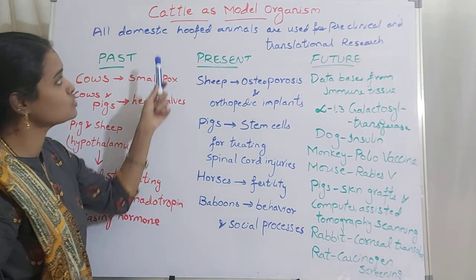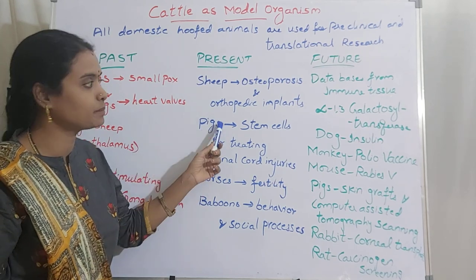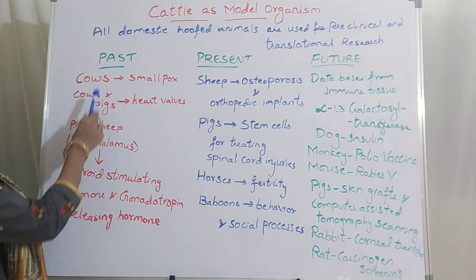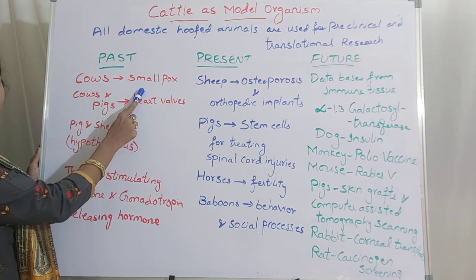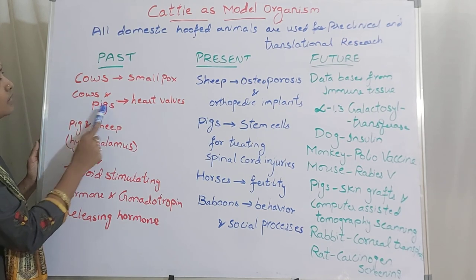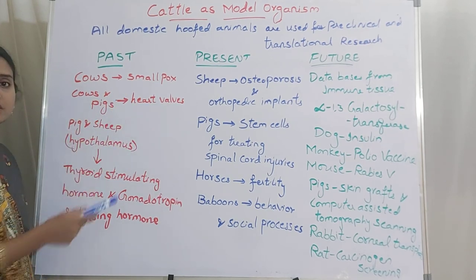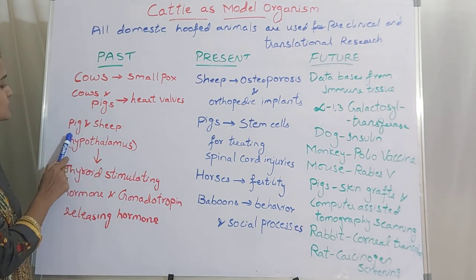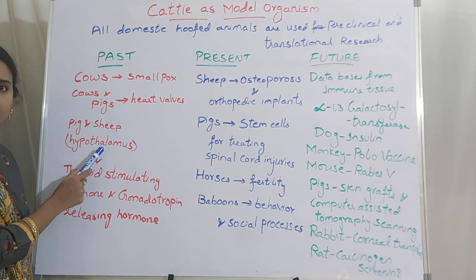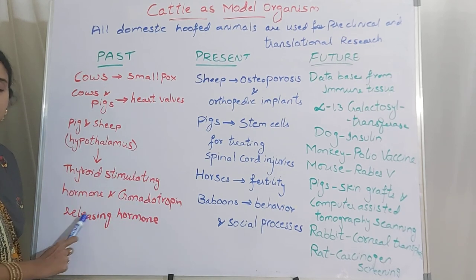So let us see what research has been done using cattle as a model organism in the past, in the present, and also in the future, right? Let us discuss the past. In the past, they were using cows for producing the smallpox vaccine, right? Then cows and pigs were used for heart valve transplantation. The heart valves from cows and pigs were taken and transplanted into humans. Next, they were using pig and sheep hypothalamus. The hypothalamus was extracted, and they studied thyroid stimulating hormone and gonadotropin releasing hormones, right?